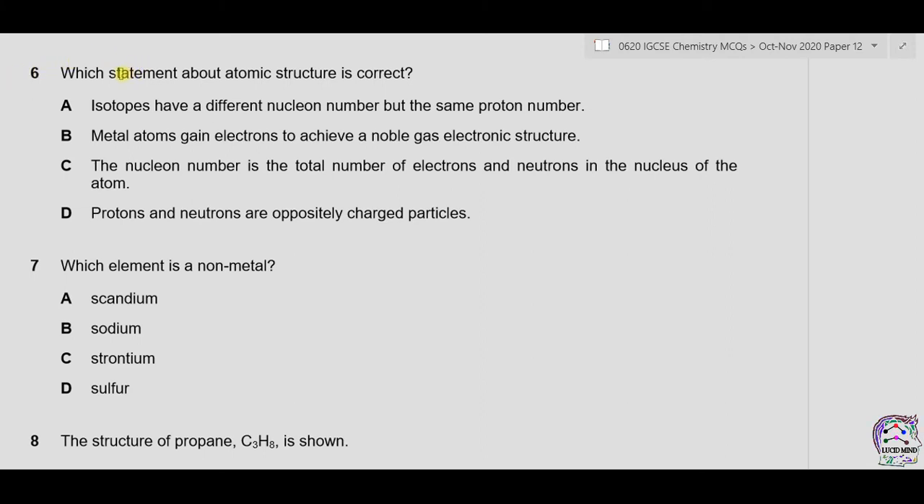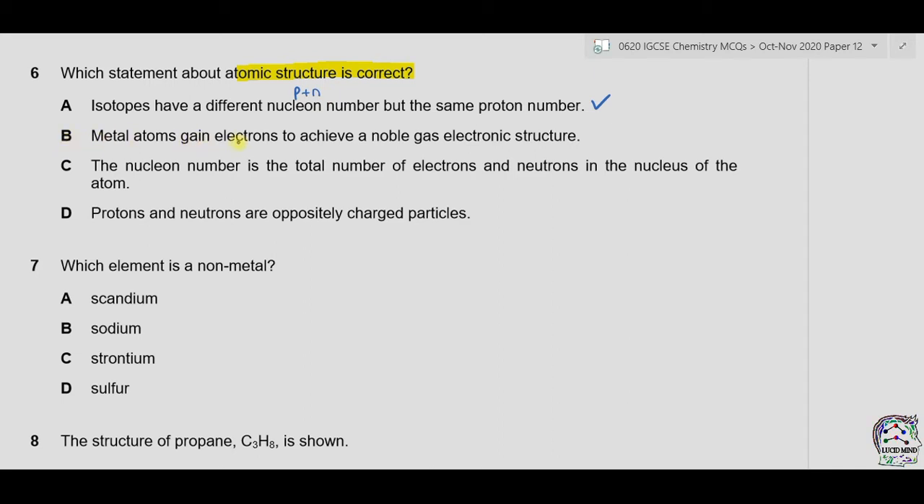Question number 6. Which statement about atomic structure is correct? A. Isotopes have different nucleon number but the same proton number. Now this is a correct statement because isotopes have different number of nucleons but same number of protons. Nucleon number is the sum of protons and neutrons present in the nucleus of an atom.